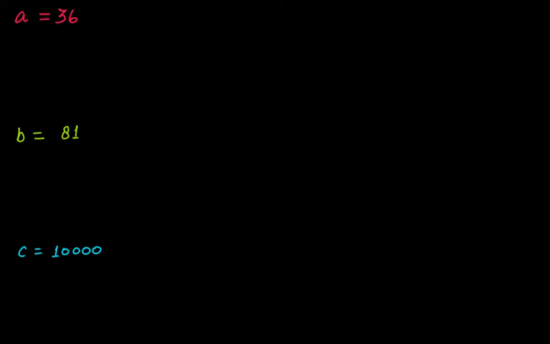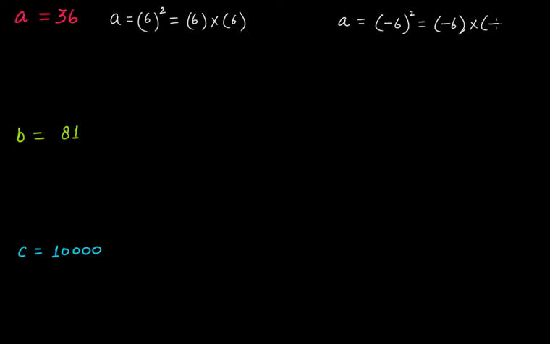Now, we know that this 36, A equal to 36, can be written as 6 squared, that is 6 times 6. This we know. Now, A can also be written as A is equal to minus 6 whole squared, that is minus 6 times minus 6.